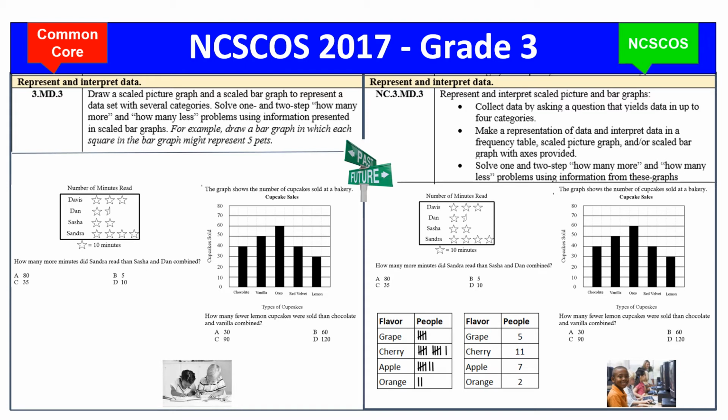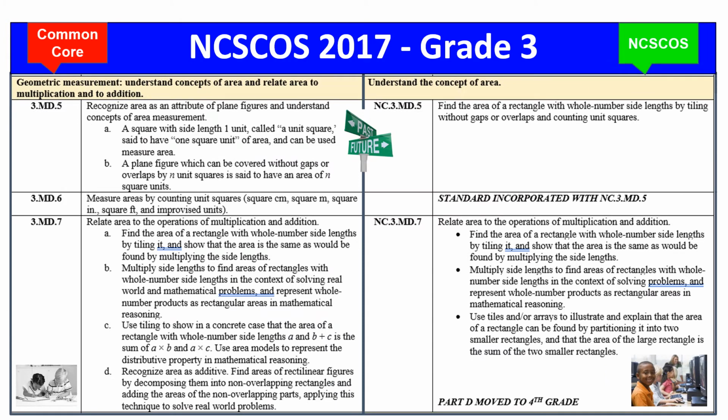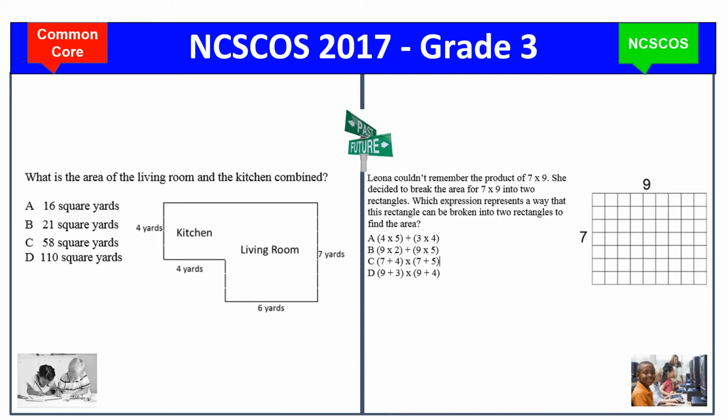NC 3MD3 only adds one new explicit expectation. Students are now expected to make and interpret data in a frequency table. NC 3MD5 is a combination of Common Core 3MD5 and 3MD6. The most notable change in these standards is the removal of problems involving additive area. Students will no longer be required to solve area problems for rectilinear figures. Keep in mind that students are still expected to be able to decompose a rectangle into two smaller rectangles to find the area.